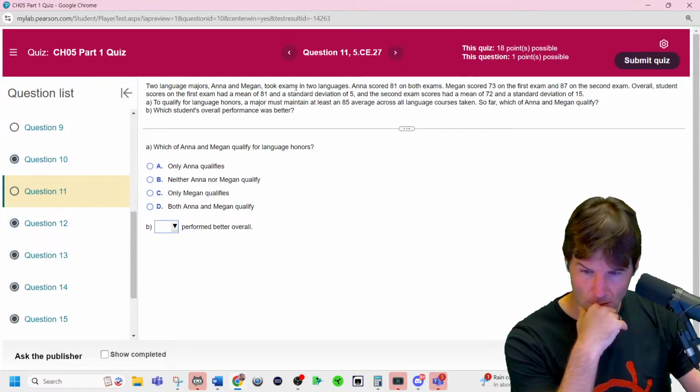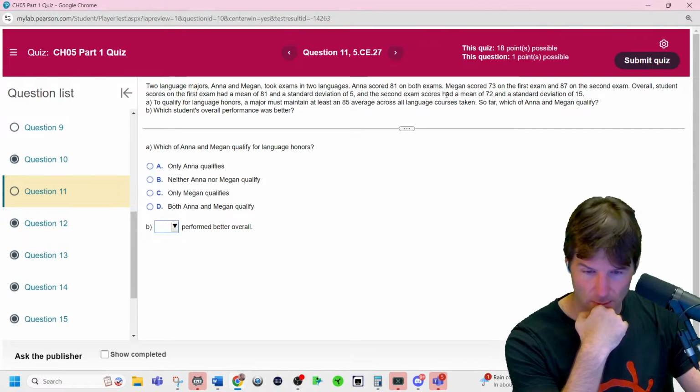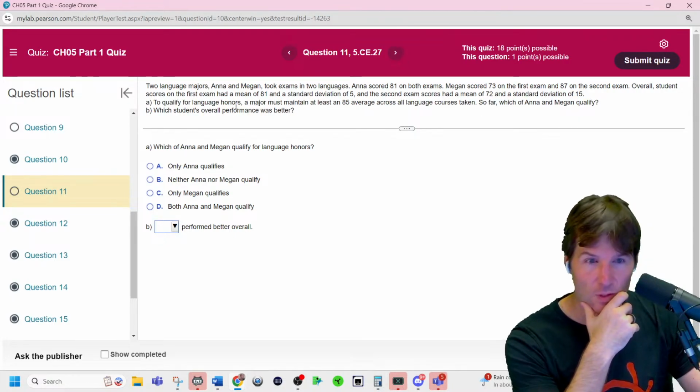And then Megan took language exams. Anna scored an 81. Megan scored a 73 on the first. On the second exam, oh, she scored the 81 on both. Overall student scores on the first exam.